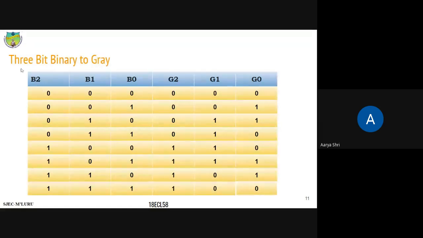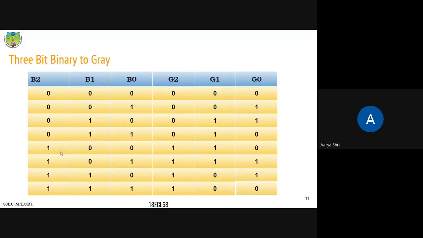Next is 3-bit binary to gray conversion. The inputs are B2, B1, and B0, and the outputs are G2, G1, and G0. In this case, first you have the input 0, 0, 0, then the output will also be 0, 0, 0. When the input is 0, 0, 1, the output is 0, 0, 1. When the input is 0, 1, 0, the output is 0, 1, 1. When the input is 0, 1, 1, the output will be 0, 1, 0.